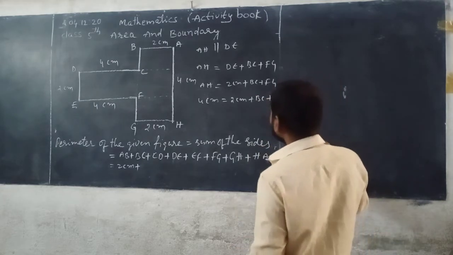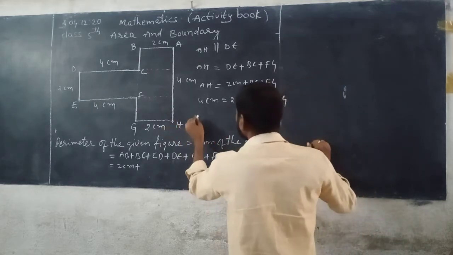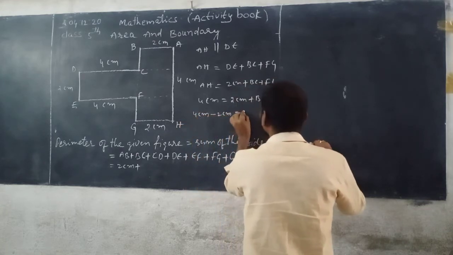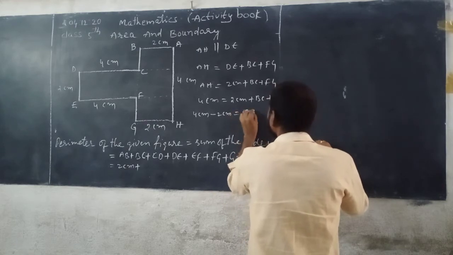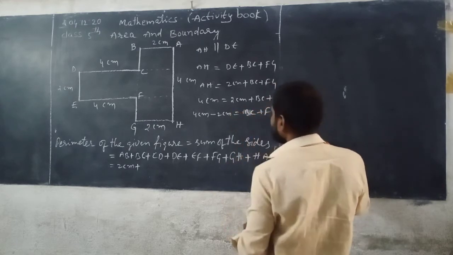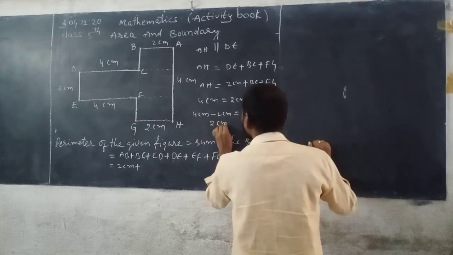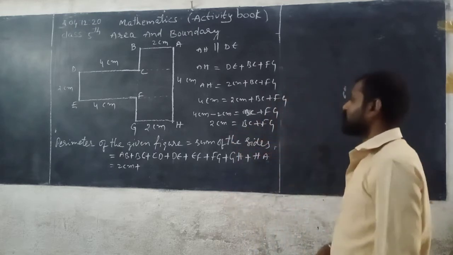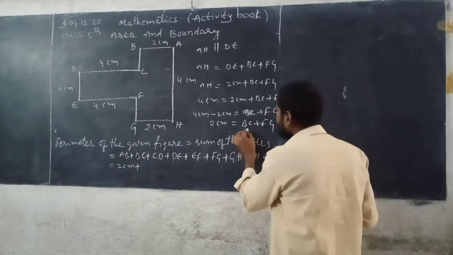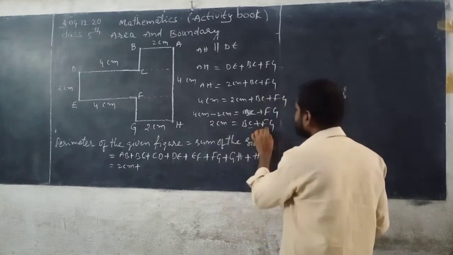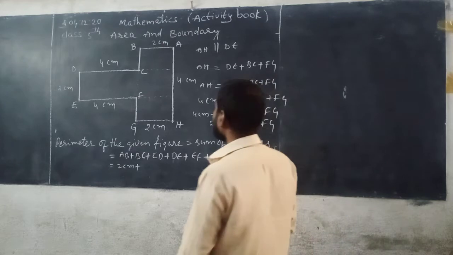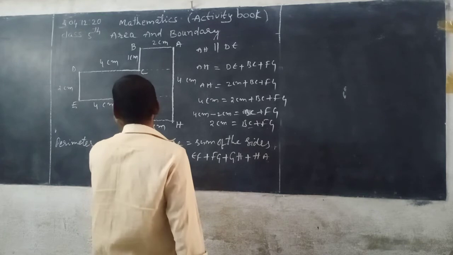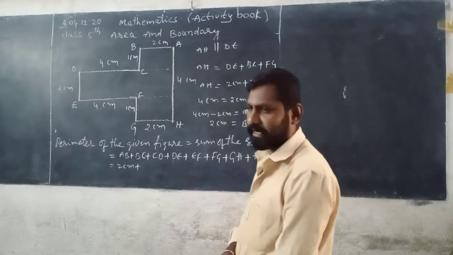See here. So you can take 2 centimeter this side. Means 4 centimeter minus 2 centimeter, that is equals to BC plus FG. 4 minus 2, 2 centimeter, that is equals to BC plus FG. BC plus FG is equals to 2 centimeter. Then it can be written as BC is equals to 1 centimeter plus FG is equals to 1 centimeter. Then you can write here 1 centimeter. Here you can write 1 centimeter beta. Did you understand? So now next.